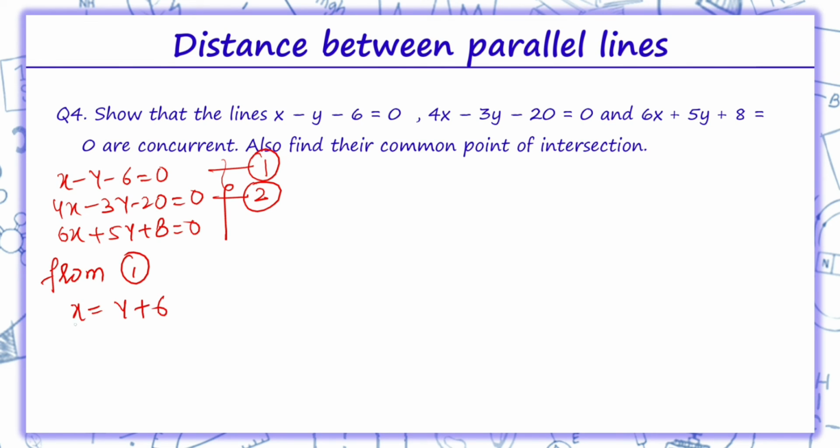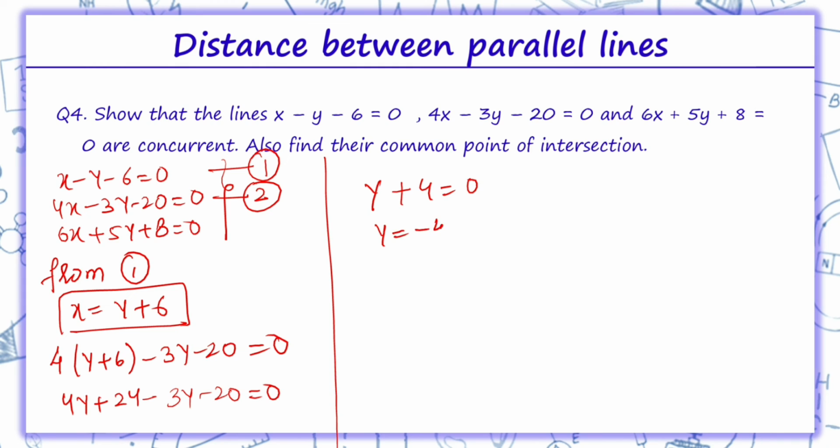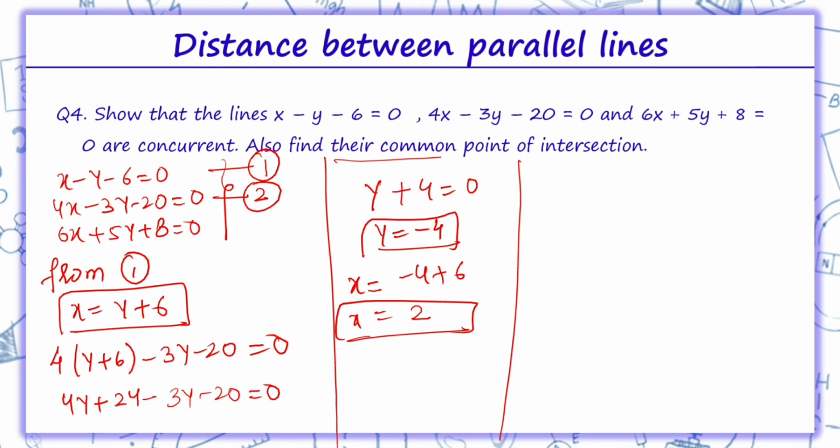So solving first and second equation, from first equation we'll first find the value of x. X is equals to y plus 6. Substituting the value of x in second equation, we'll get 4 into (y plus 6) minus 3y minus 20 equals 0. We'll get 4y plus 24 minus 3y minus 20 equals 0. Thus 4y minus 3y will get y. 24 minus 20 is 4. So the value of y is equals to minus 4. So x will be y plus 6, minus 4 plus 6, which is equal to 2. So the value of x is 2.